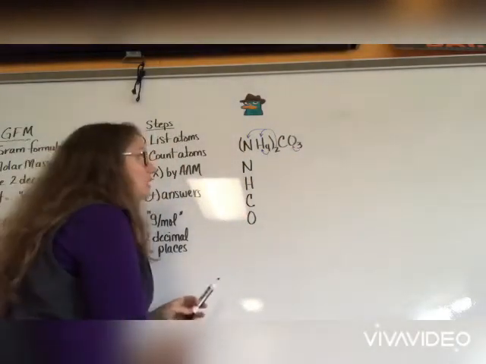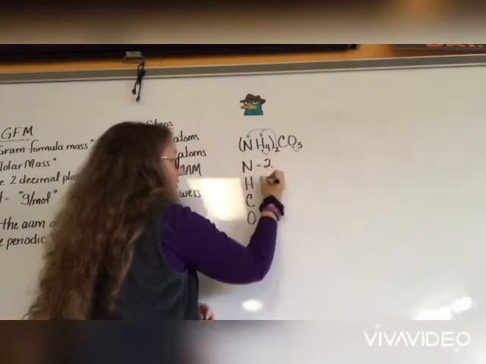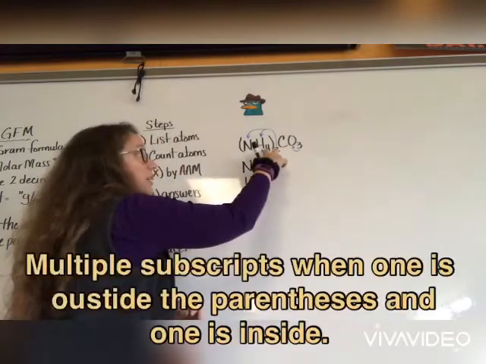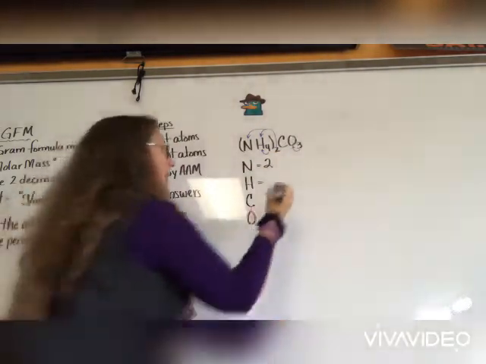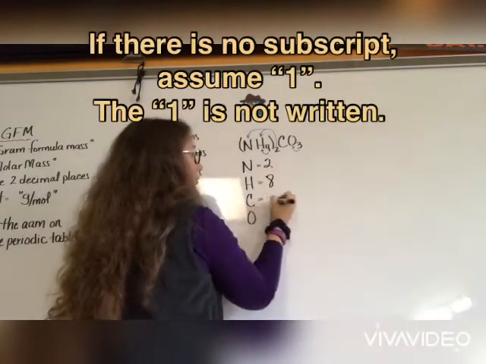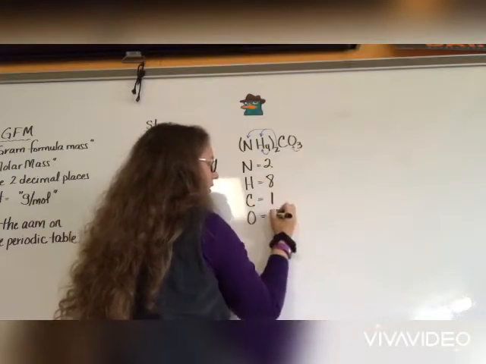For the nitrogen, because there's a 2 out here, I will have 2 nitrogen. Hydrogen with a 4 inside, a 2 out. You're going to multiply them together. That'll give you 8 hydrogen. Carbon, there's only a 1. And oxygen, I only have a 3.